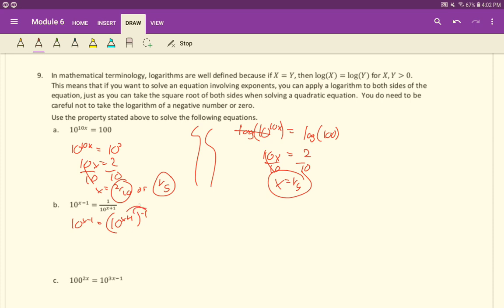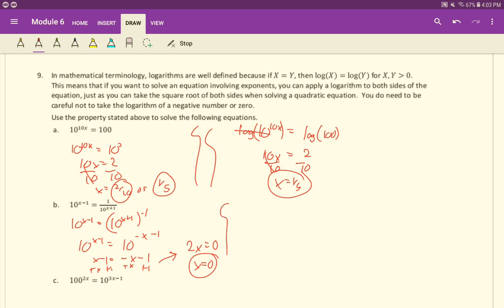Distribute that negative 1 power then, and so we'll have 10 to the x minus 1 equals 10 to the negative x minus 1. And this again, it's the same base, and the numbers have to be equal. That means the exponents would also have to be equal, which would then mean that x minus 1 equals negative x minus 1. Add the x over, add the 1 over, and we'll have 2x equals 0, or x is 0.